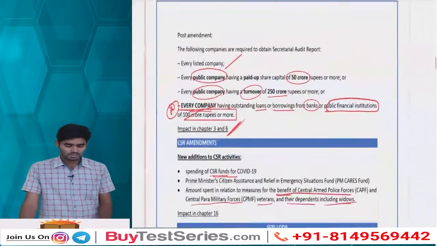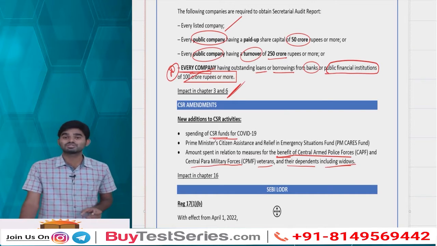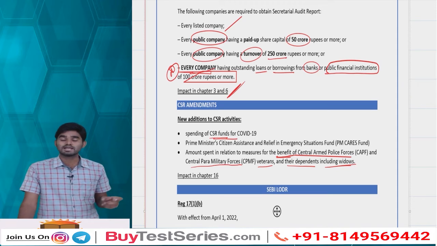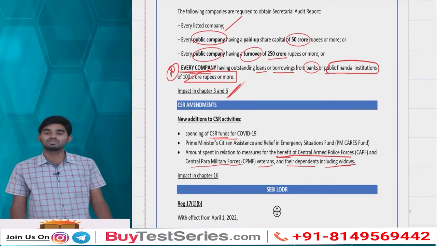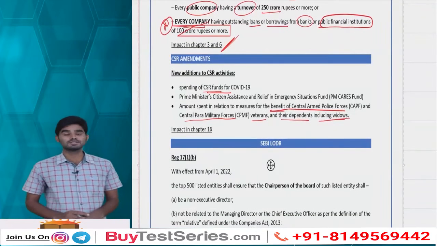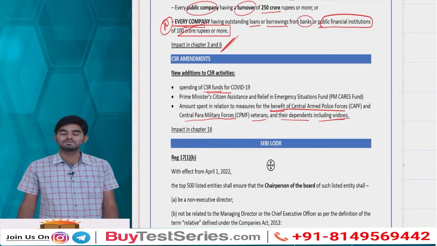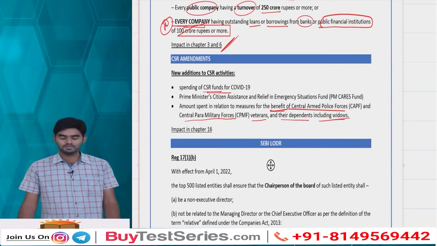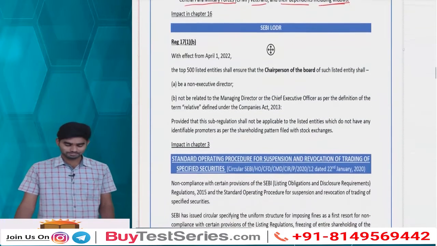But now one more thing has been added: every company, be it public or private, where outstanding loans or borrowings from banks or public financial institutions is 100 crores or more as per the latest audited balance sheet, shall obtain the secretarial audit report in MR3 from a practicing company secretary and annex it to the board report. Clear? And the last one is about CSR amendments, that is COVID-19, PM CARES, then CAPF and CPMF. The donations you make will be eligible towards CSR activities. Clear everyone? These are the Companies Act amendments. Can we move ahead?